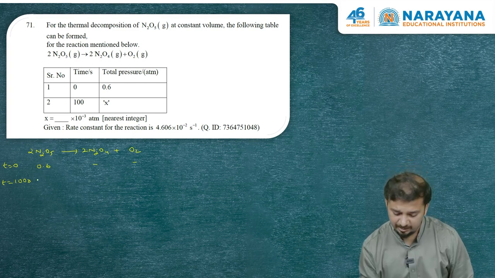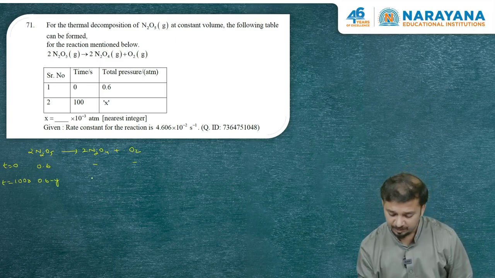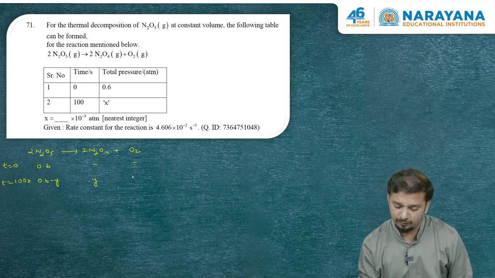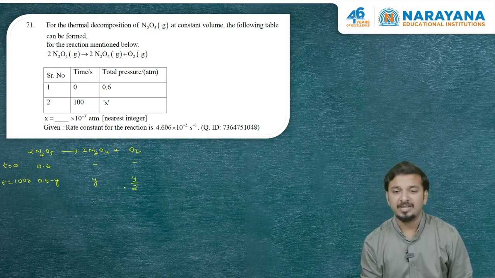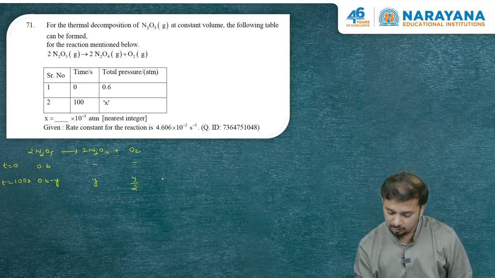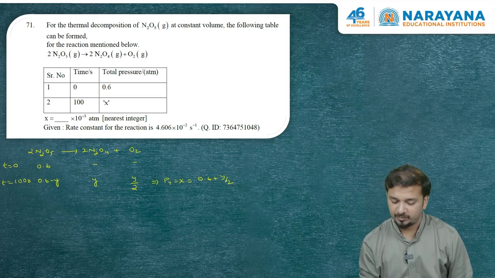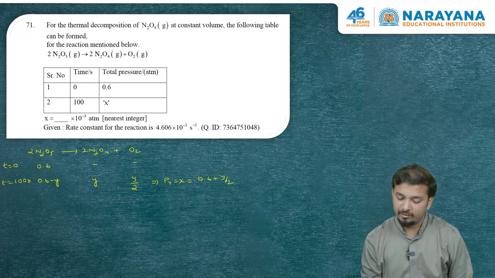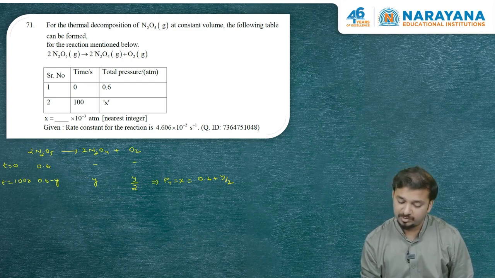So let's say Y is the decrease in the pressure of N2O5. So Y will be increase in the pressure of N2O4 and Y by 2 will be increase in the pressure of O2. So total pressure they are saying it is X. So total pressure over here, which is X, will be equal to 0.6 plus Y by 2. We have to find X, and it's given that rate constant of the reaction is 4.606 into 10 raised to the power minus 2 second inverse.